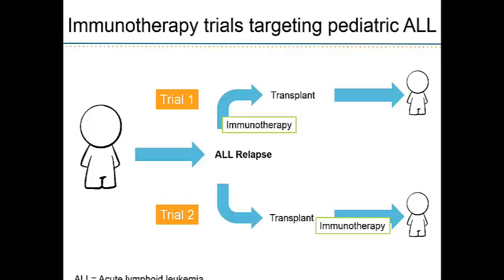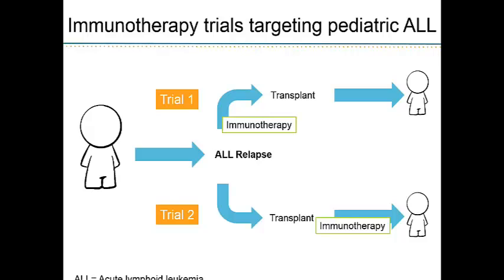We have 2 different trials going on right now. They both target pediatric ALL, which is acute lymphoid leukemia. Our first trial is treating the patients with the immunotherapy before a bone marrow transplant, with the idea that we would be decreasing the amount of disease as much as possible before they receive these transplants. Our second trial is focused on treating them after they've gotten the bone marrow transplant, and so if they have any residual disease, we're trying to completely eliminate it.